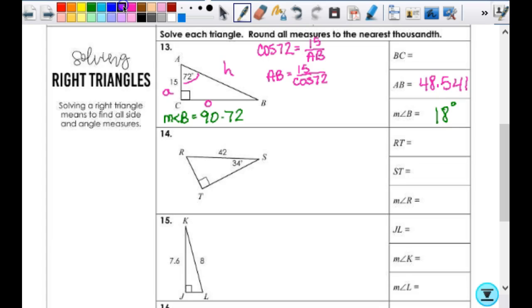I would say instead, go ahead and go back and use the 15 again, so we can do tangent. So the tangent of 72 is equal to the opposite, which is the length of BC, over the adjacent, which is 15, so that the length of BC is 15 times the tangent of 72. And then, go ahead and type that in. See what you get. And at this point, you know it should be less than what? The 48.541, right?